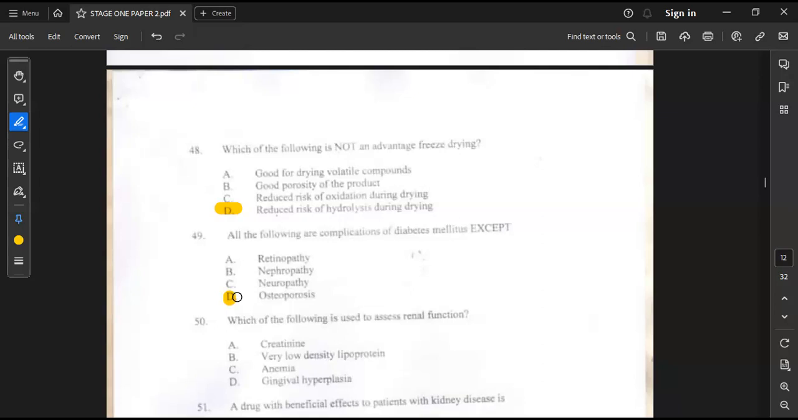But hydrolysis involves heat. That was what was said. Okay, let me read something about it. Freeze drying is also known as lyophilization. It is the process in which water in the form of ice under low pressure is removed from a material by sublimation. So the material being dried doesn't have water because water is being removed by sublimation. So it is an advantage. I think so.